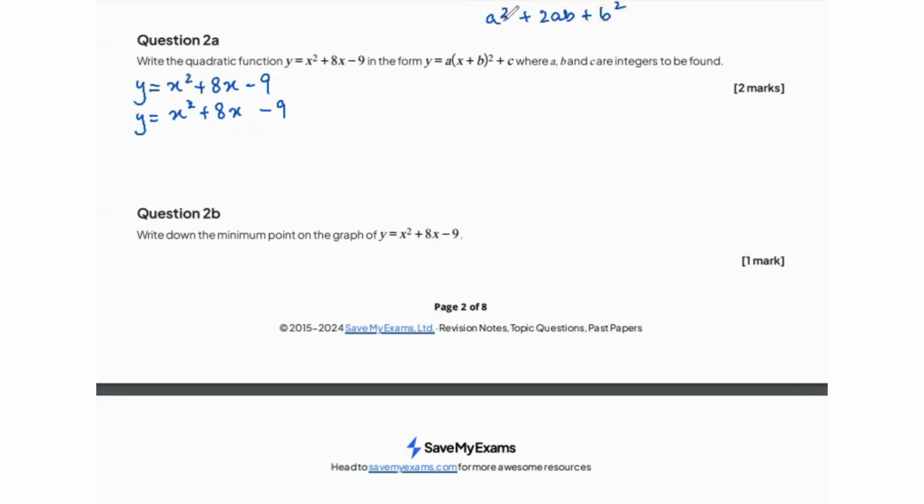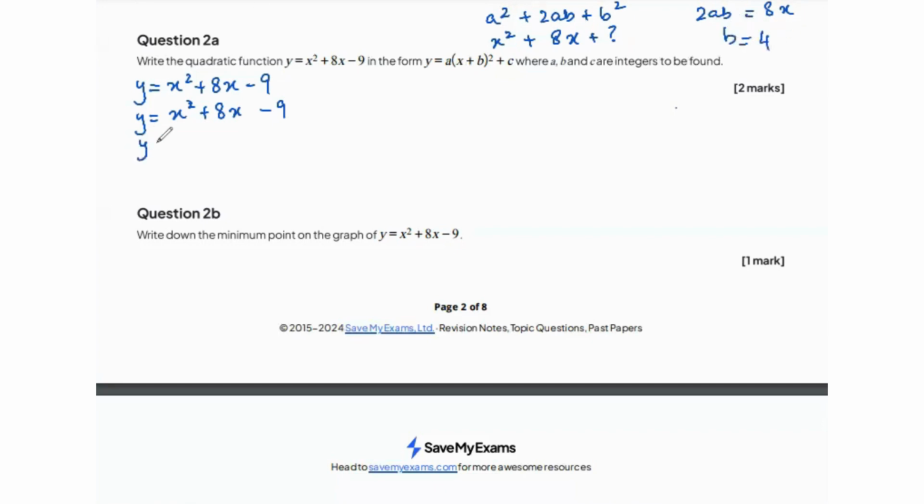So over here, our a squared is x squared, our 2ab is 8x, and we have to figure out what our b squared is. 9 is not the b squared value. We have to find the b squared value. So if we look at the 2ab, which is 8x, we can easily find the b value because a is x, and 8 divided by 2 would be 4. So basically b is 4.